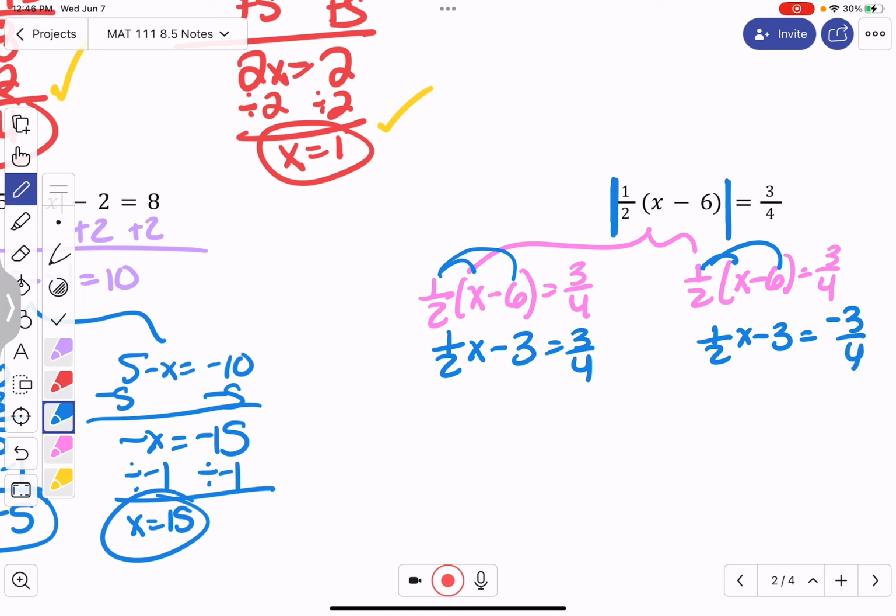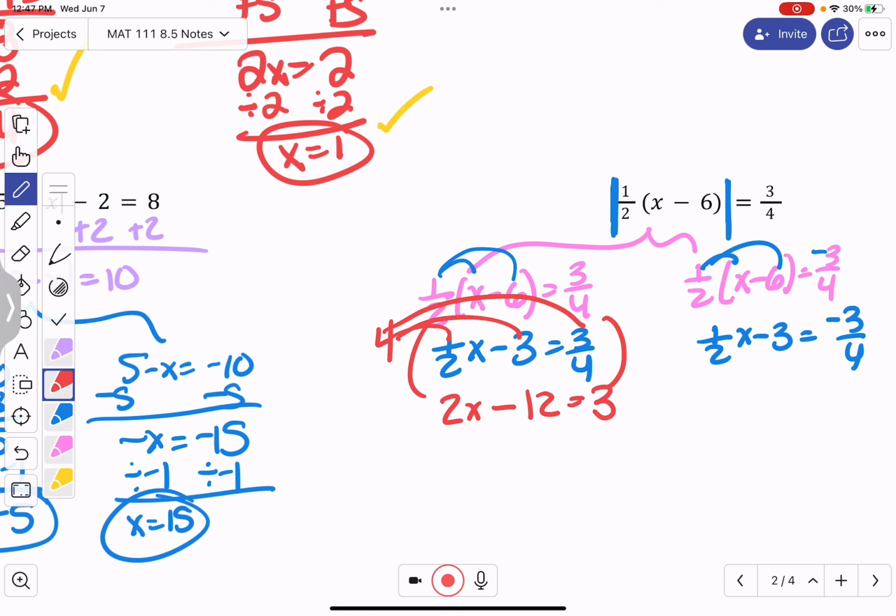Negative 3/4. Now, if I want to get rid of the fraction, I can multiply everything by 4, the least common denominator. 4 times a half is 2. 4 times 3 is 12. And 4 times 3 is 12, divided by 4 is 3. If I did the same thing over here, 4 times a half is 2. 4 times negative 3 is negative 12. And this would end up being negative 3.